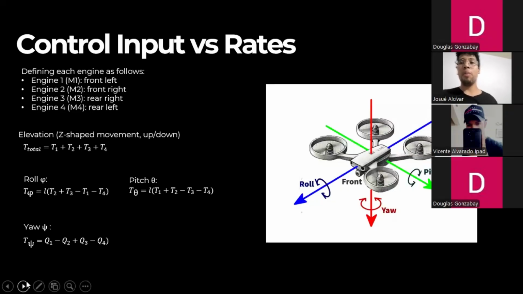Later, to define these motors, we can define different types of motions, like elevation, which moves the drone up and down with the correct positive rotation of all the motors; the roll motion with motors 2 and 3 positive; the pitch motion with 1 and 2 positive; and yaw with 1 and 3 positive. Next.